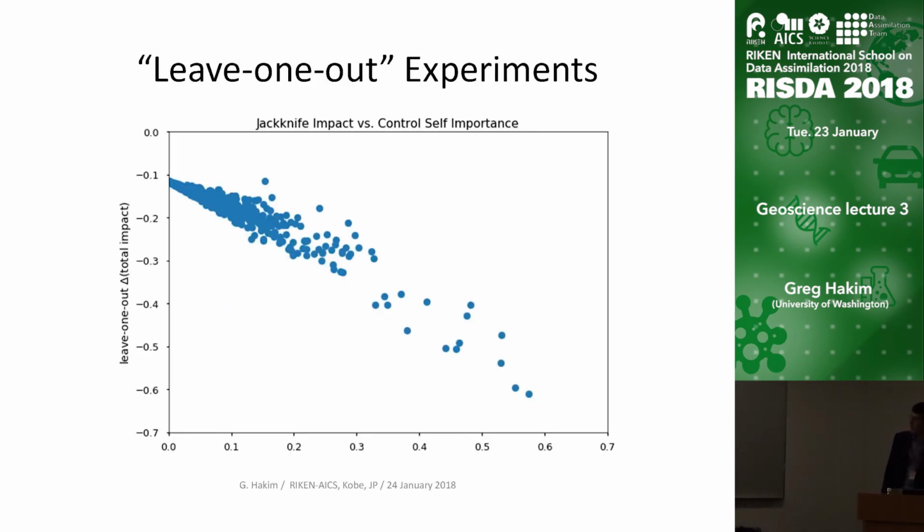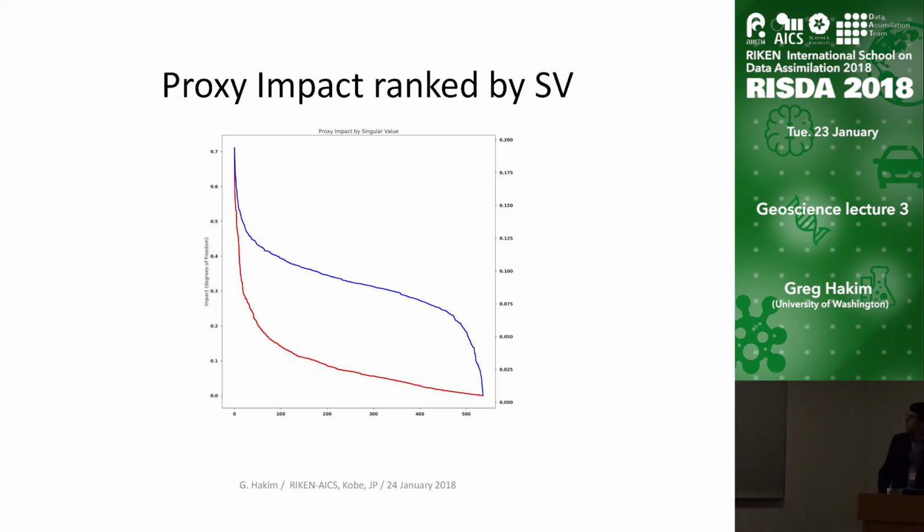We can do the exact opposite and do a jackknife experiment where we leave one out, so everything but leaving one out. And I'm plotting this as a scatter plot versus what we get from the control, from the self-importance that I showed you before. And you can see that that's actually a pretty good relationship there. So if you just leave one out and look at its impact, it's pretty close to what you'd get from doing them all at once.